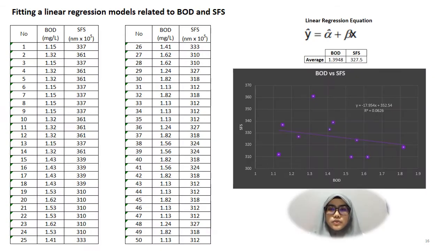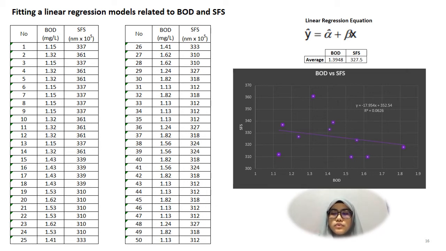Hi there, my name is Raimis Lan, and I will explain the linear regression model related to the BOD and SFS. In this slide, you can see that there are 50 random data collected, where we have BOD data and also SFS, and I get the average for both: for the BOD, 1.3948, while for the SFS, 327.5.